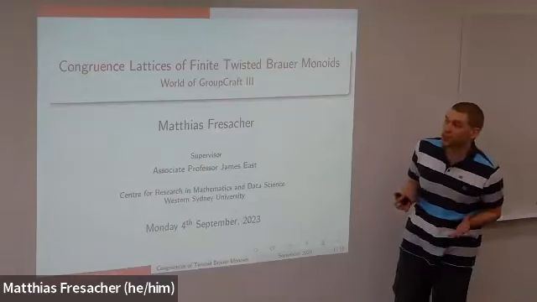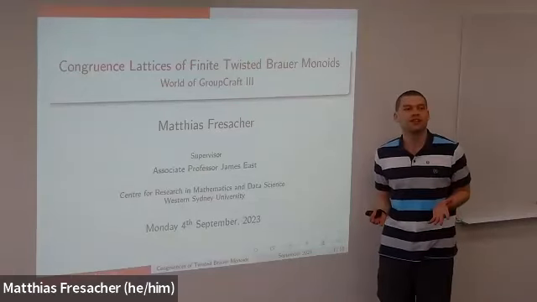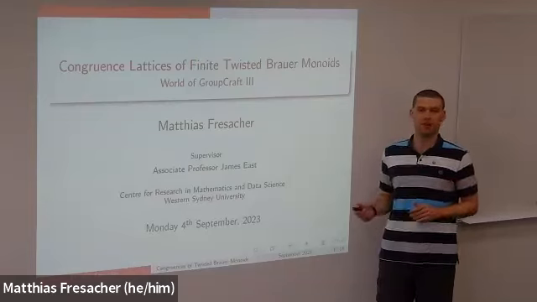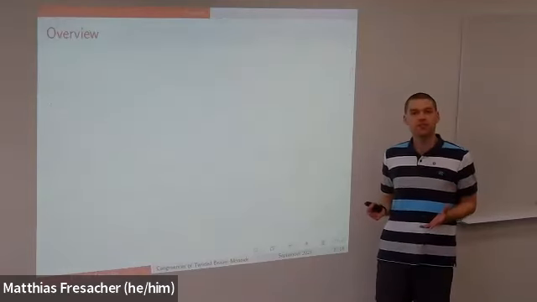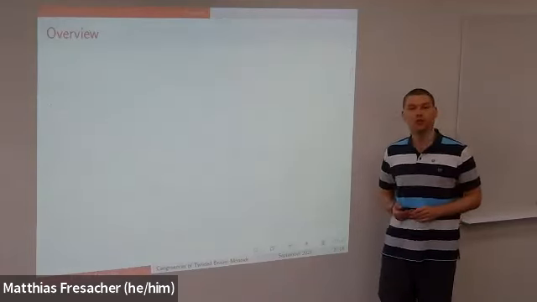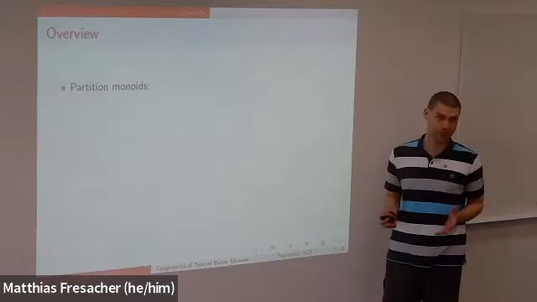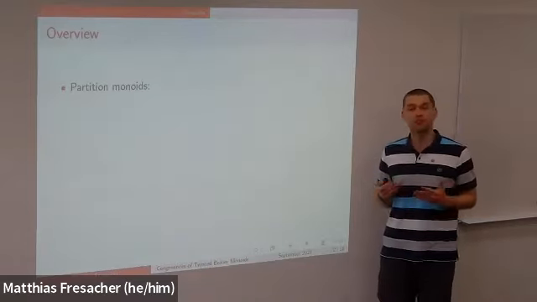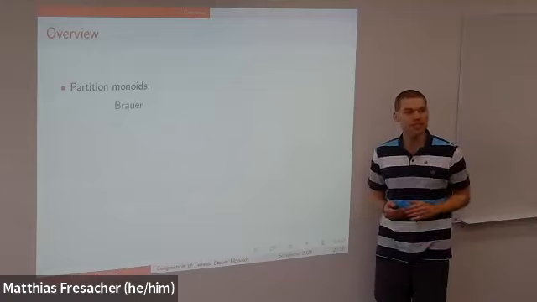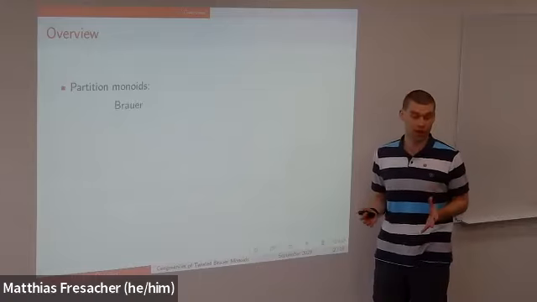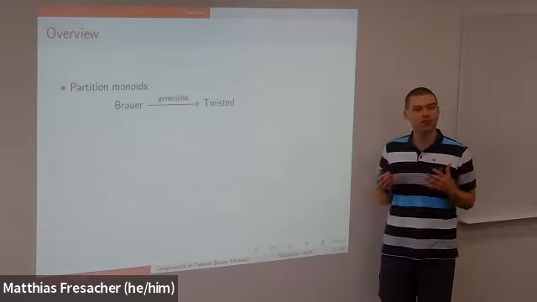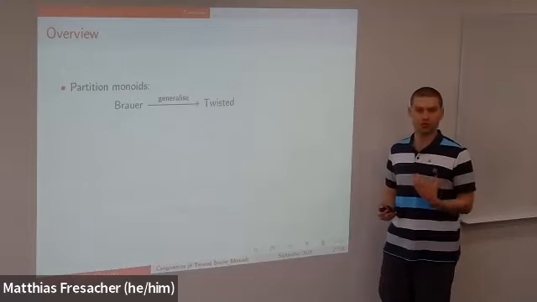Thank you, Kane. So today I'm going to be covering congruence lattices of finite twisted Brauer monoids. To begin with, I'd like to give you a quick overview of what I will be covering today. So we're going to be covering partition monoids, but specifically we're going to look at the Brauer variety. And we're going to look at the more general setting of the twisted variety.